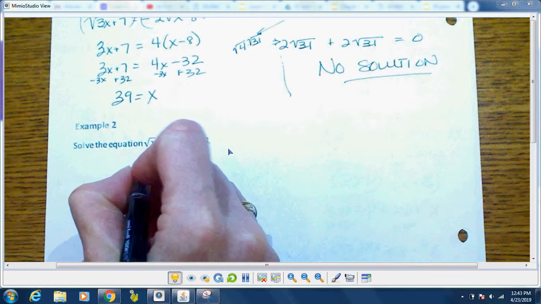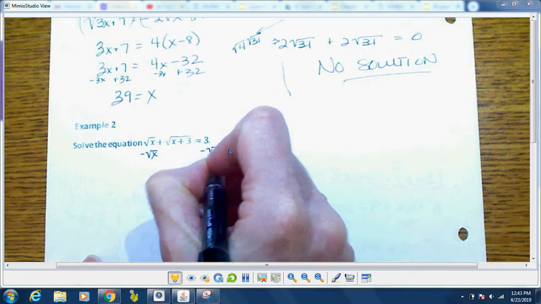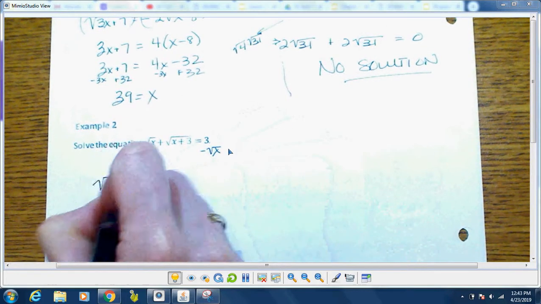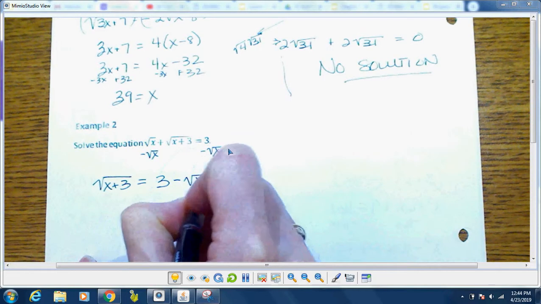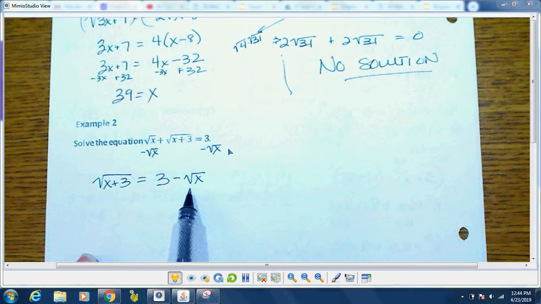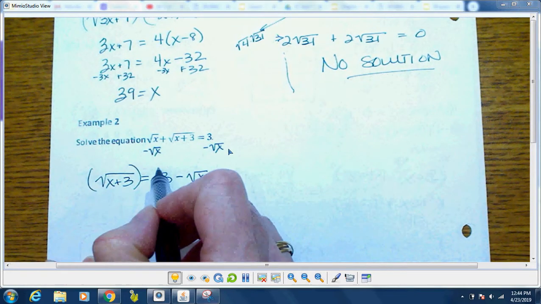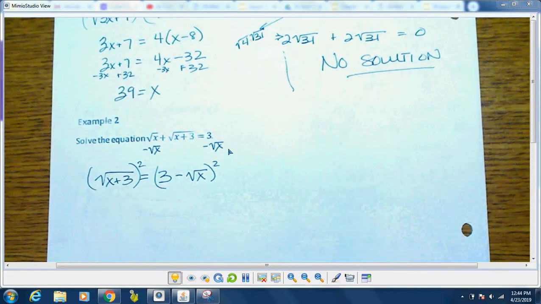So I'm going to subtract the square root of x from both sides. So I get square root of x plus 3 equals 3 minus the square root of x. I don't know if this number is going to be positive or negative. It's going to depend on what x is. So what I'm going to do, and this one requires a few steps, I'm going to square both sides of my equation.